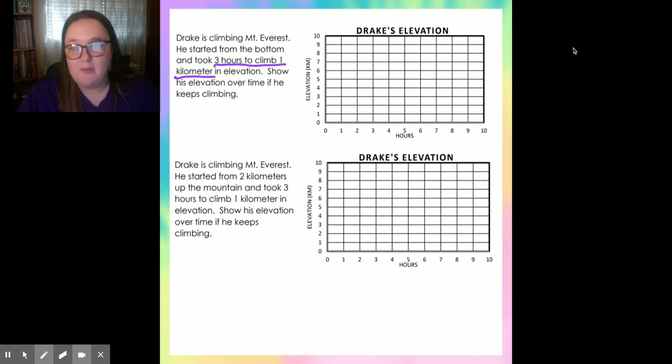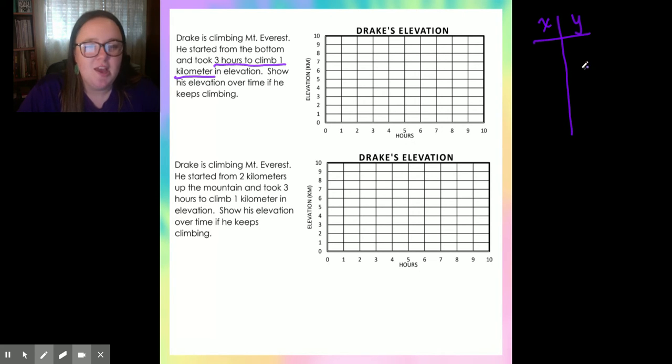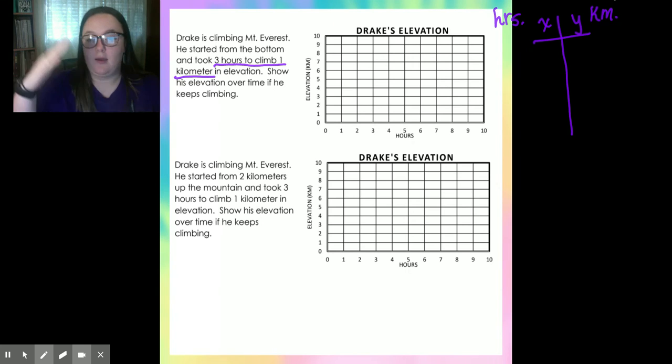So again, I'm going to make a table because tables are our friends, guys. When we have word problems, these tables help us make so much sense of these word problems. My x-axis down here is hours. I'm going to put HRS for hours. My y-axis right here is elevation in kilometers. I'm going to put KM for kilometers. Remember, kilometers is just a measurement, right? We usually say miles. Some other countries say kilometers. It's a distance of measurement, okay?